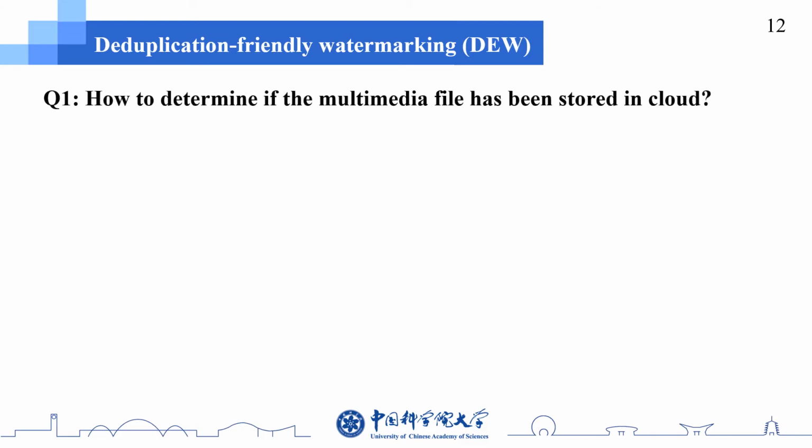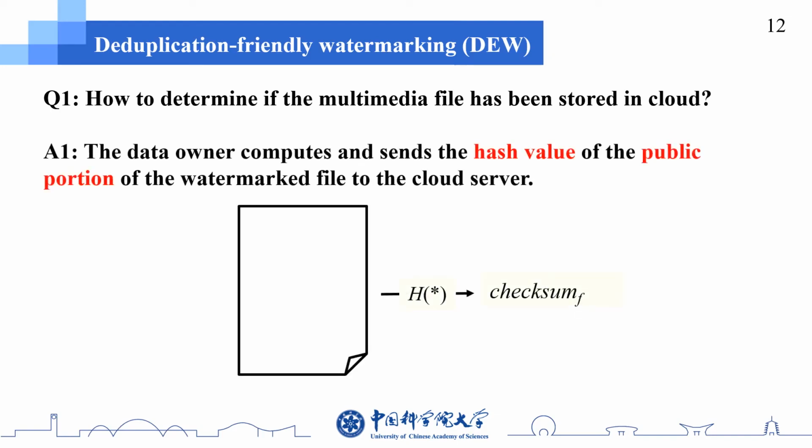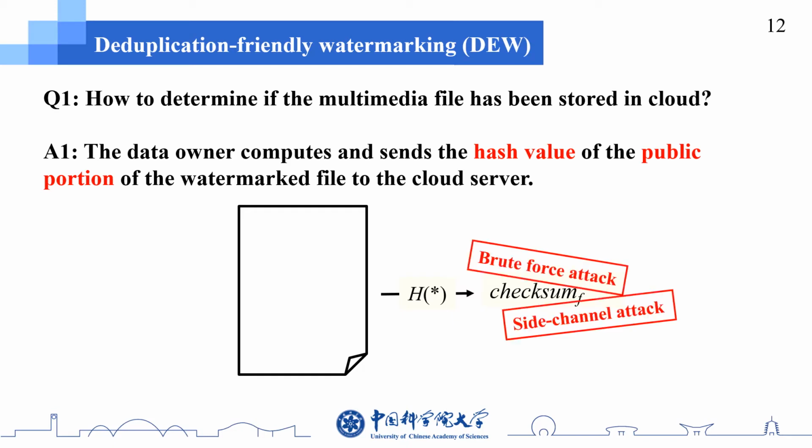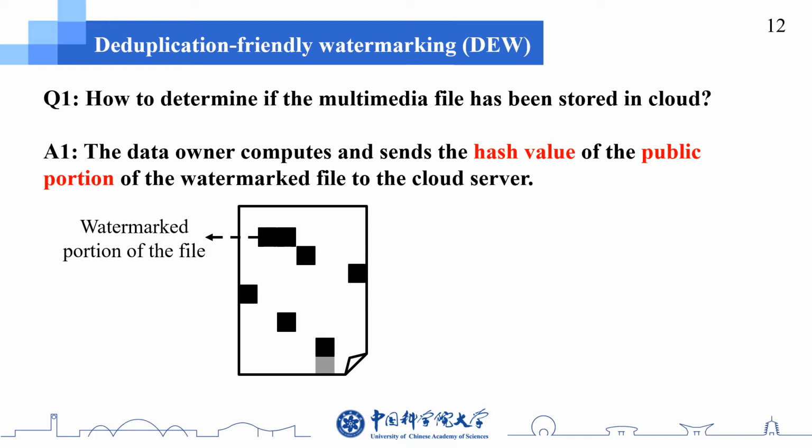For the first question, a straightforward solution is to ask the data owner to compute and send the hash value of the original file to the cloud server for searching, which is vulnerable to the brute force attack and side channel attack. Instead, we use a hash value of public portion of the watermarked file. Since the watermark locations are derived through CE, the data owner always can exclude the watermark locations from the original file to obtain the public portion of the file.